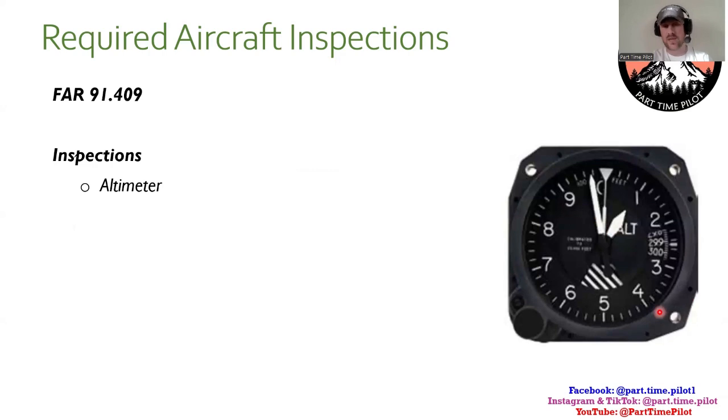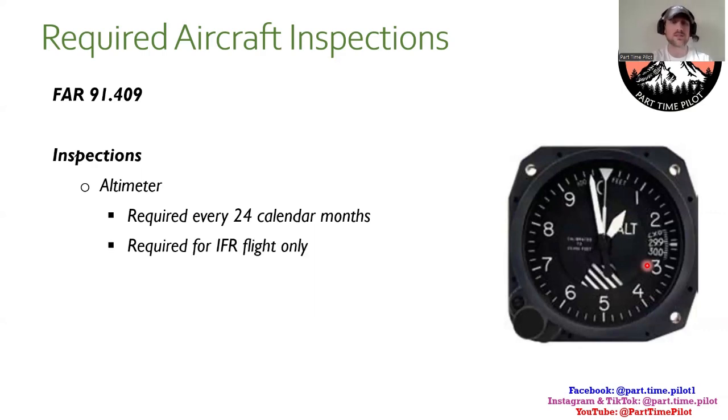All right, the next A in AVIATES is altimeter. Got a picture of an altimeter here. Again, we'll talk about this more in detail later in the course. This is required every 12 calendar months. Again, that's calendar months, so you get that whole month. This is required for IFR flight only, which is kind of surprising.